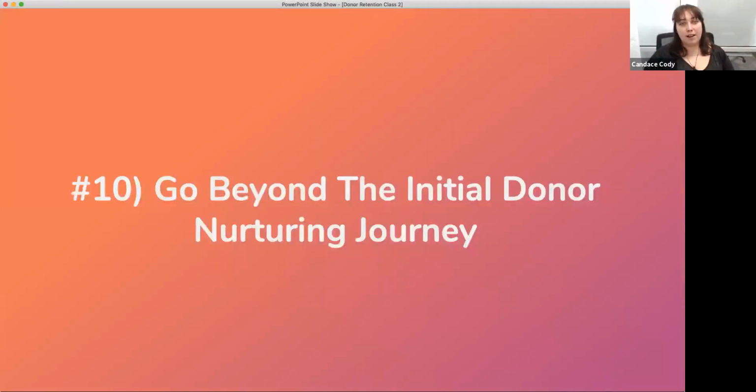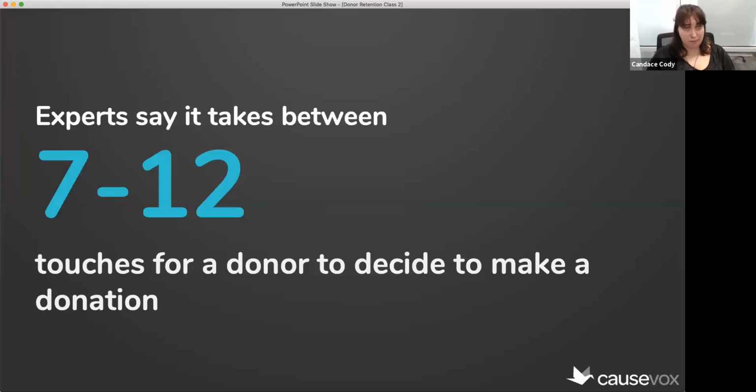All right, and now we got to number 10. And so that is go beyond the initial donor nurturing journey. So we spent a lot of time talking about nurturing your first-time donors, but I don't want it to be lost that you still need to continue the nurturing journey, because a donor's entire journey from their first to their last donation with you is one that you'll want to continue and develop deeper relationships with them.